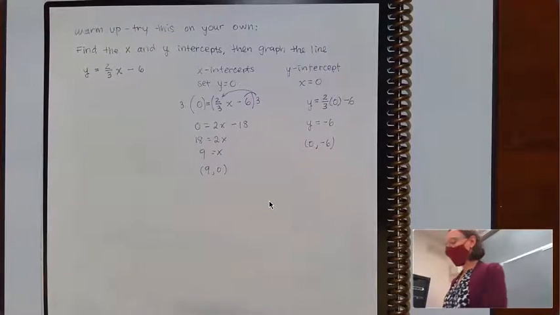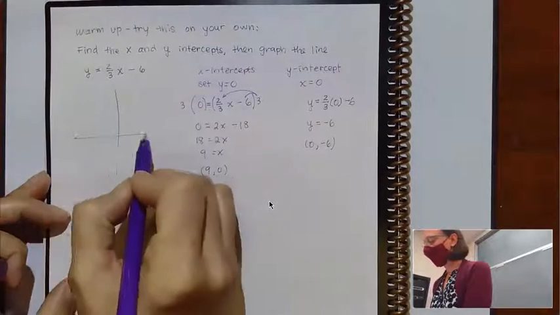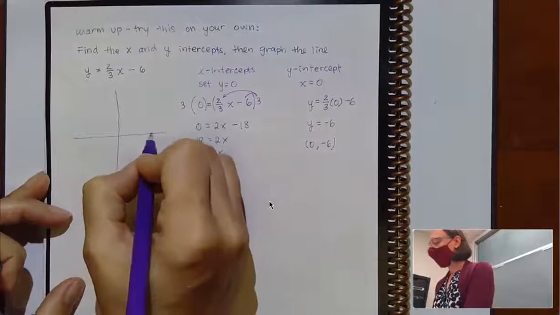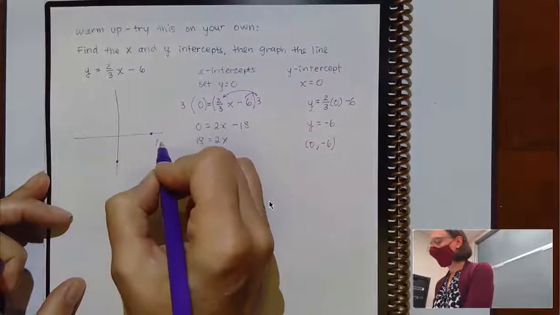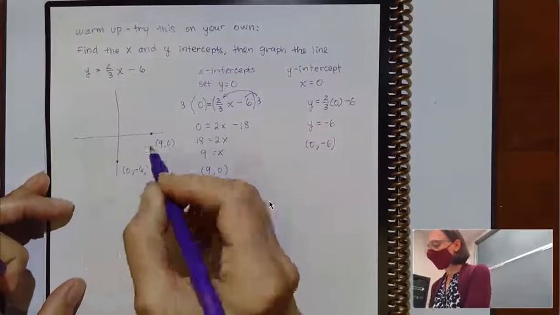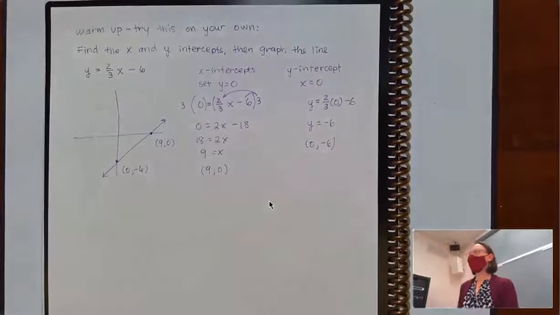Now I've got everything that I need to graph it, because to graph a line, I really just need 2 points and to draw the line between them. So (9, 0), and I'll label that over here, and (0, -6), I'll label down here. That's (9, 0), that's (0, -6). And I'm going to draw the line, and there we go.